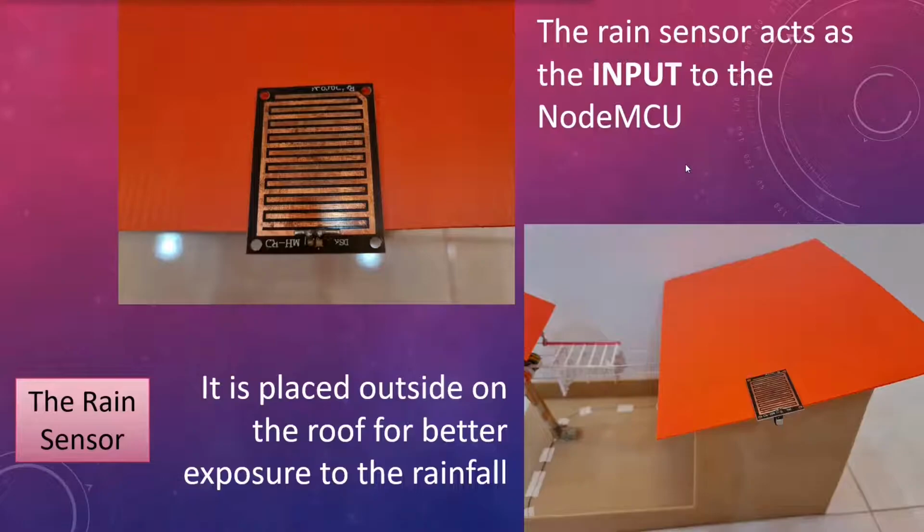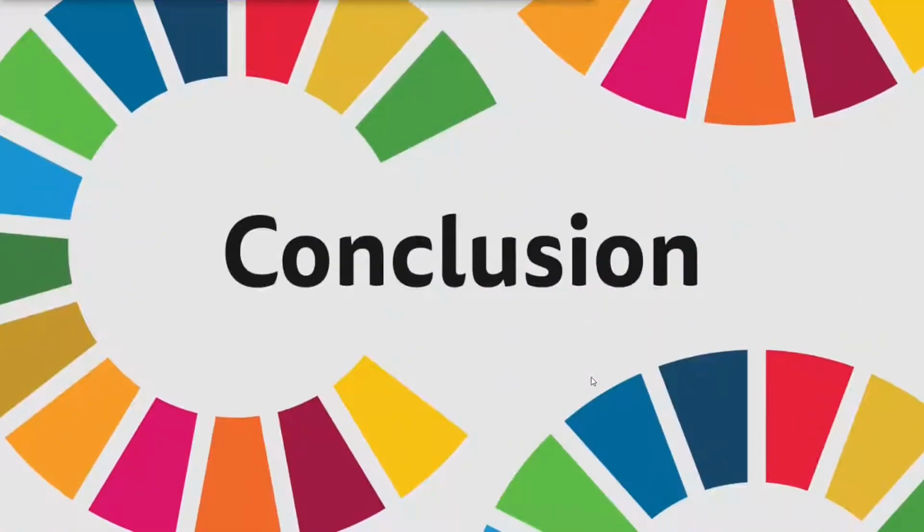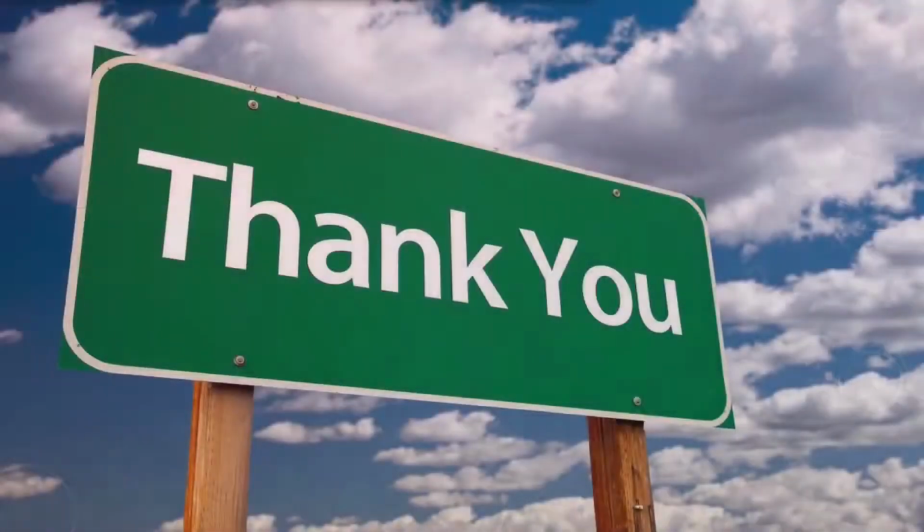So this is the rain sensor. In this case, we only have one input to the Node MCU, which is this rain sensor. The rain sensor is placed outside for better exposure to the rainfall and the sunny days. So that's all. Let's continue to the conclusion. Thank you.